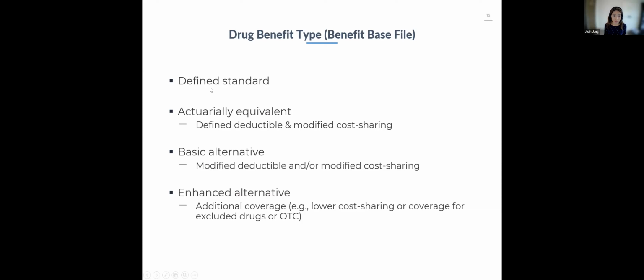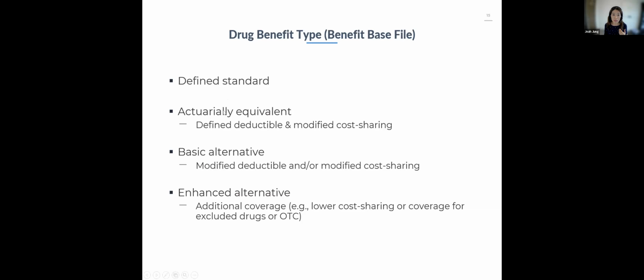So the first value, defined standard, means that this plan offers the initial standard benefit scheme that has deductibles and 25% co-insurance and so on. So that's defined standard. Now the second and third categories, and these have the same value. They are actually equivalent to the standard plan.